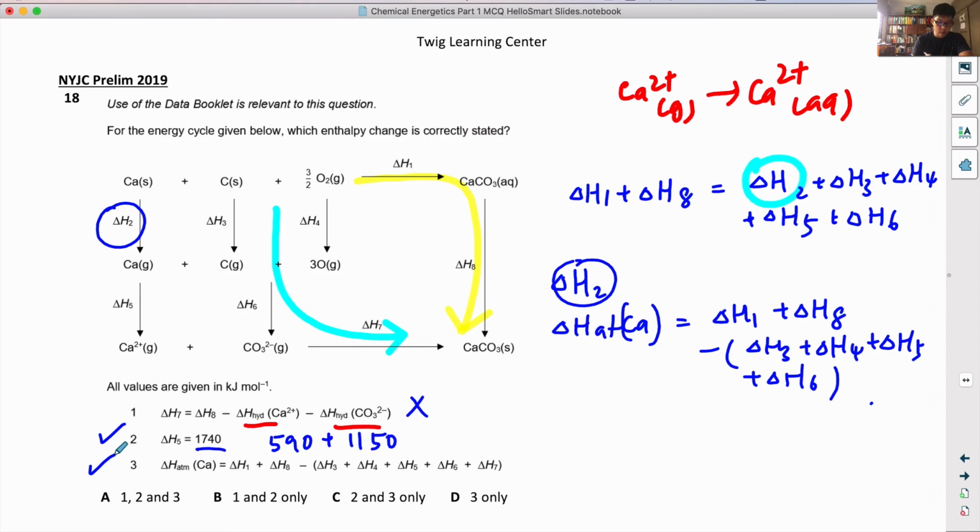So 2 and 3 means the option is C. Okay, let's move on to the next question. Let's click question 19.